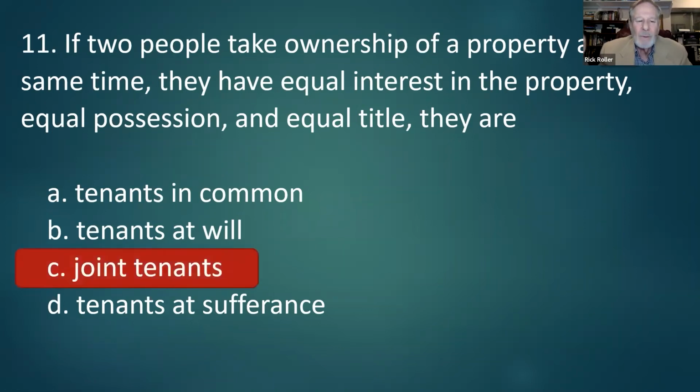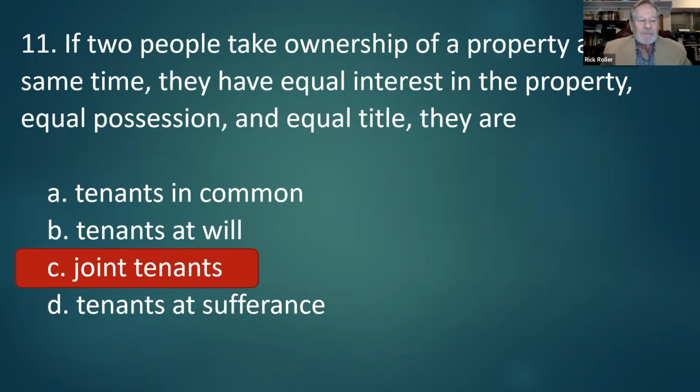Tenants in common is a situation where you could have come into ownership at different times. I mean, you had 3 partners. One of your partners decided to sell his third interest out to someone else. Or the interests are different. One guy owns half and the other 2 own 25% each. Tenancy at will, that's like staying in the hotel, and tenants at sufferance is when you have a holdover tenant. It's joint tenants. That is pretty much the definition of joint tenancy. And of course, you knew that because you're good students.